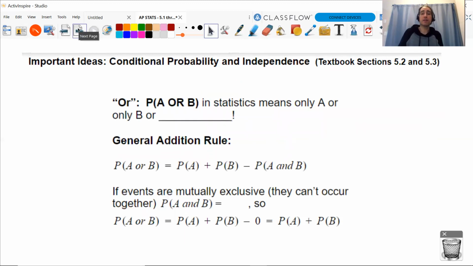The "or" simply means addition. In statistics it means only A or only B or both. You could include both, that's that middle football there. The general rule for "or" is you want to add their probabilities together, but subtract the overlap. Now, in the case of mutually exclusive, there is no overlap, so we don't have to do any subtraction. We simply say probability of A plus probability of B. But you have to know they're mutually exclusive before you can do that. So either you've been told, or you find out that the overlap is 0 and you subtract 0.